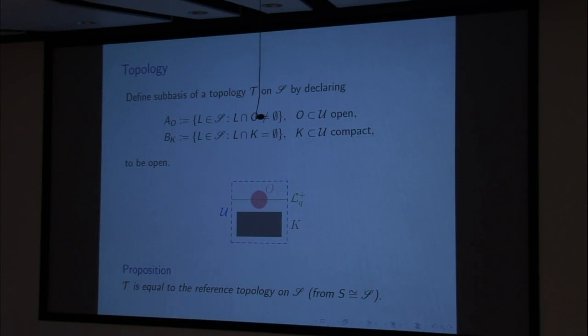Okay, and then you can show under the assumptions of the theorem that in fact the topology generated by these sets, so you take finite intersections and arbitrary unions, the topology is equal to the reference topology on S coming from the set of sources. So in other words, by just looking at the set of measurements that you have, you can recover what it means for two things to be close by.